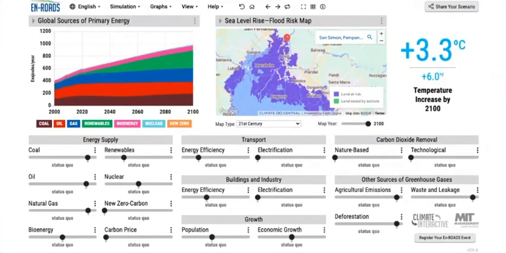The current trajectory of the world is plus 3.3 degrees Celsius, which will probably trigger 60-degree heat waves on a regular basis. So on the upper left hand, you've got your global sources of primary energy: coal, oil, gas, renewables, bioenergy, nuclear. These are some of the big variables at play because a lot of our carbon waste comes from energy.